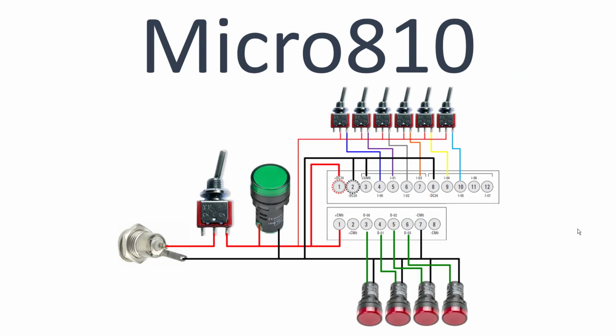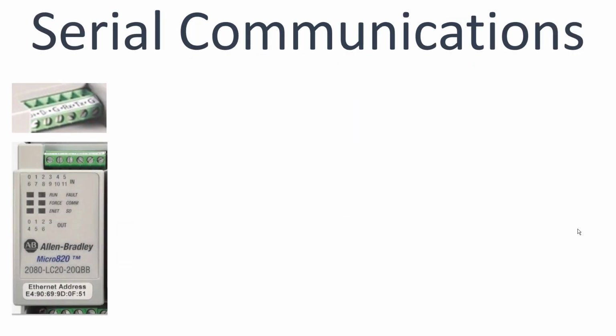This is a Micro 810. Notice that there's less terminals and there are 2 unused inputs. If you have an 810, you could go out to 8. The problem is you've only got 4 outputs, period. And although 4 outputs will get you by, as I said in the beginning, the 810 does not have Ethernet. The only serial port is USB. Serial communications. Well, the 820 has those 6 screw terminals, and you notice that it's ground, transmit, receive, ground, data minus, and data plus.